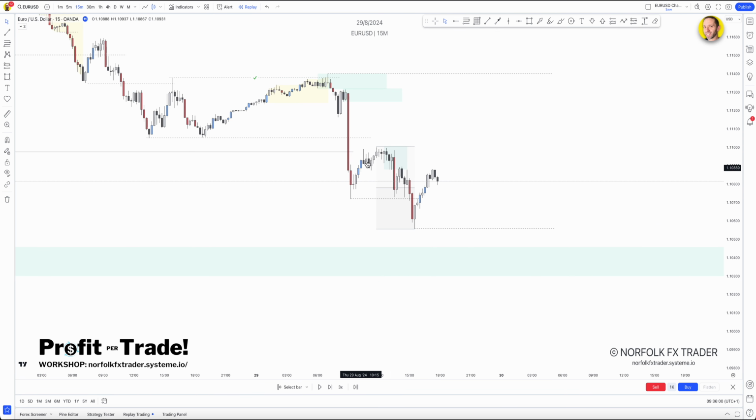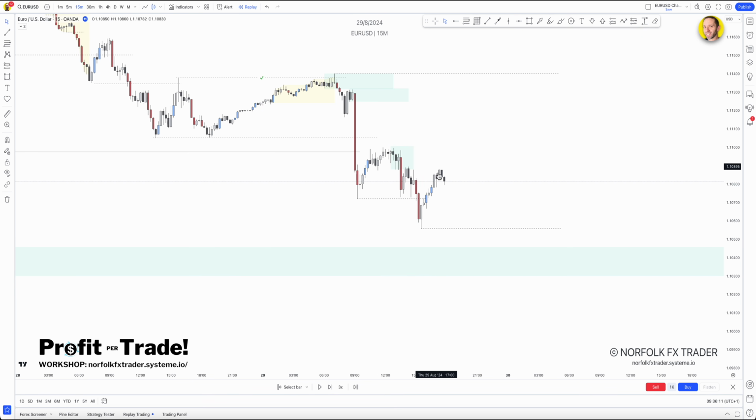So we have a drop, pullback, continuation. Now we can still run above this high, but this is now our current area to watch. You can see we're already within that premium area of price, but we kind of want to see price running through some kind of high. At the moment we haven't run this high, so let's just make that an area.